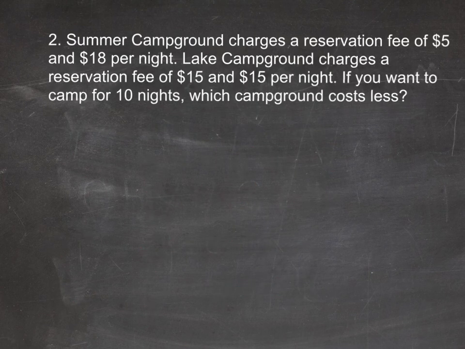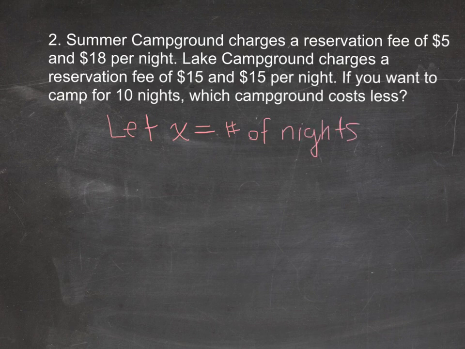Okay, so I have two campgrounds. The first one charges a reservation fee of $5 and then $18 per night, and the other campground charges a reservation fee of $15 and $15 per night. So if you want to camp for 10 nights, which campground costs less? Here, again, I should define my variables. So I'm going to let x equal, so what is changing? Well, the cost can vary between the two, and also the number of nights, right? So let x equal number of nights, and then let y equal your total cost again.